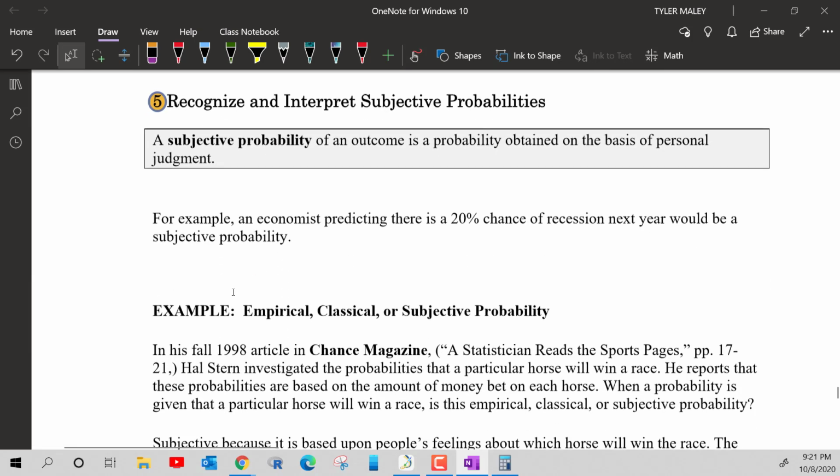All right. So now we're ready to look at the last learning objective, which is to recognize and interpret subjective probabilities, right? So the definition of a subjective probability is that it's a probability of an outcome obtained on the basis of personal judgment, right? So you're basing the probability on personal judgment, not on any kind of experiment or any kind of theoretical probability rules to try to figure out what the probability would be. So for example, if an economist predicted that there's a 20% chance of recession next year, that would be a subjective probability, because it's based on personal judgment.